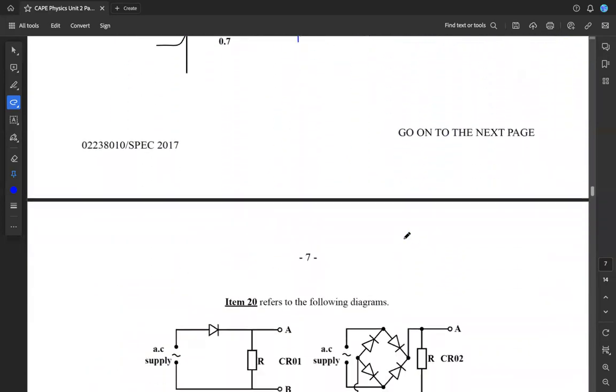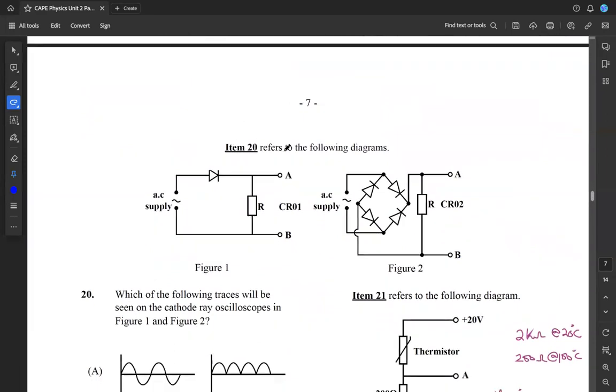So moving along to question 20 now. Item 20 refers to the following diagrams, right? We see a diagram over here. We have an AC supply, one diode, then our load, and a cathode ray oscilloscope, number one, in our output. Over here in figure 2, we have our AC supply, and we see that we have 4 diodes in this setup. And then of course we have our load here, and then our cathode ray oscilloscope, the second one, is attached here.